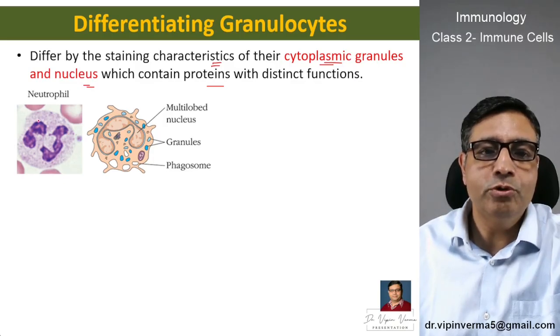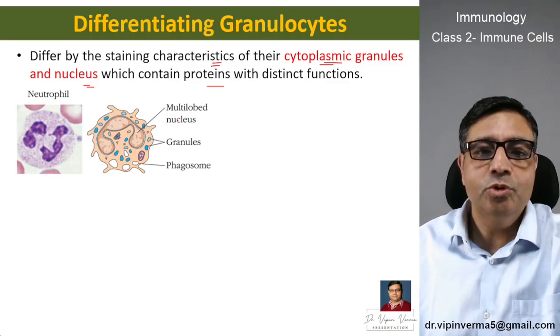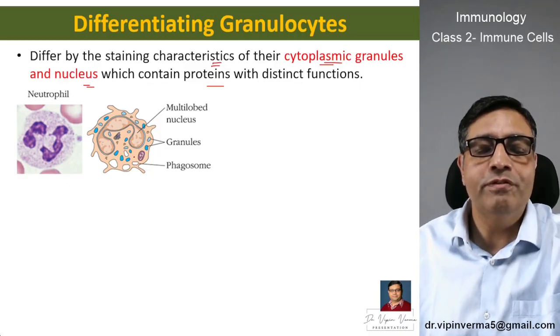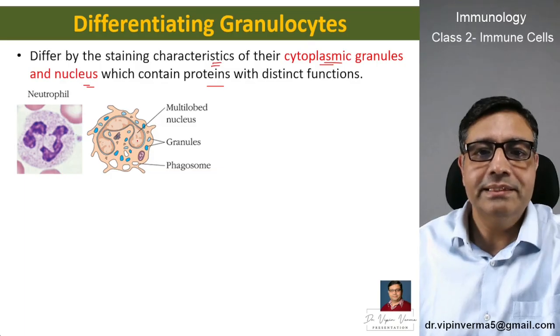This is the actual neutrophil under the microscope, and this is blue. This is the multi-lobed nucleus, and then you can see the pinkish granules here. Small granules here. Fine. So here, this is a representative picture where you have the multi-lobed nucleus, the granules, and then phagosomes. It shows that these neutrophils are phagocytic cells.